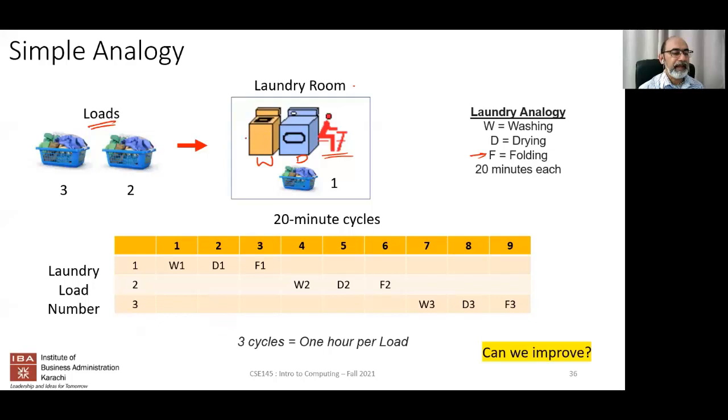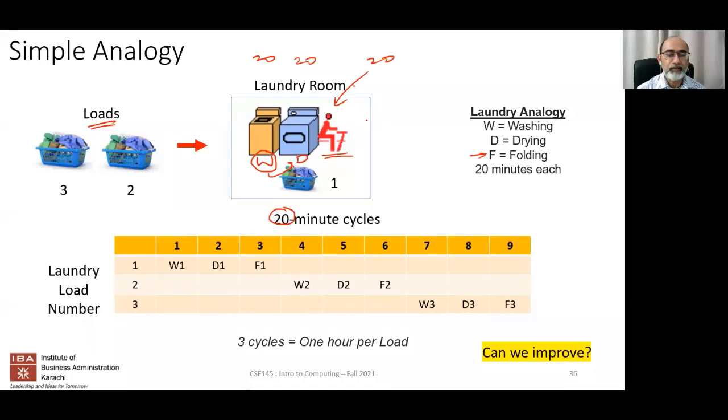So you have loads of laundry coming in, and each load of laundry goes through the washer. Let's say the washer takes 20 minutes, okay? This is a 20 minute cycle. And then after you're done with the washing, you put the load into the dryer, that takes another 20 minutes, okay? 20 minutes here, 20 minutes here. And then after it's done in the dryer, you come into the laundry room and, let's assume, you take 20 minutes to fold all your clothes. Okay, so this is a simple analogy of what's going on inside the CPU, okay?